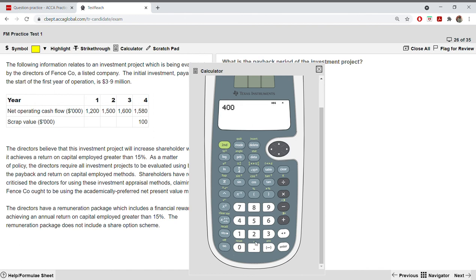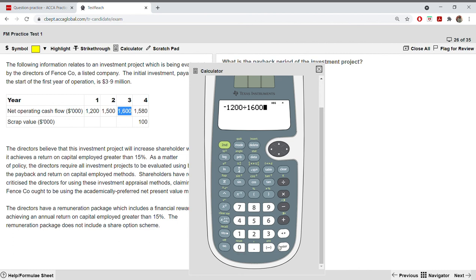So you got 400, right? Divide by the third year net operating cash flow, because between 2 and 3 only you are getting your payback. I'm sorry, what did I just do? It was negative 1,200. Don't add 1,600 with it. So leave it like that, 1,200, before you take the third year. So this 1,200 divided by 1,600.